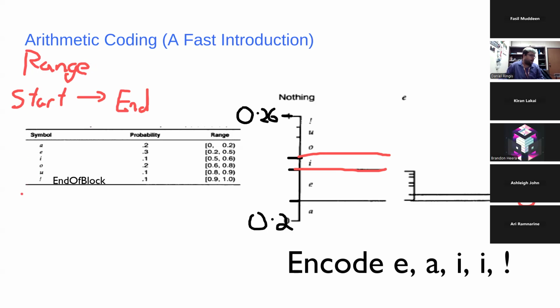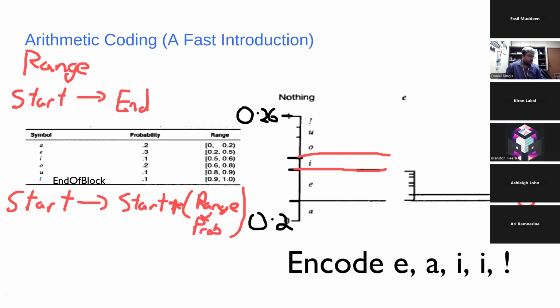And our end is actually our start plus our range by probability. So your task in the next 3 minutes is to tell me what the range of I should be in this.